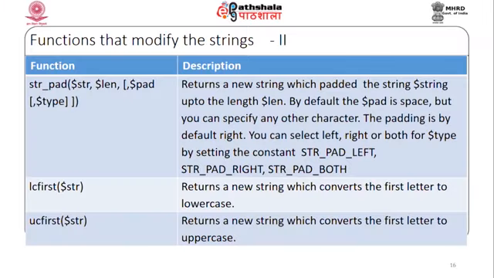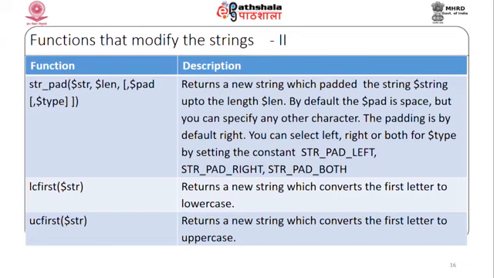Now, to modify a string you can use the string pad function, str_pad. It takes 2 compulsory parameters and 2 optional parameters. The first parameter is the string, then its length, and then the pad and the type. It returns a new string which pads the string $string up to $length. By default $pad is space, but you can specify any other character. The padding is done on the right by default.